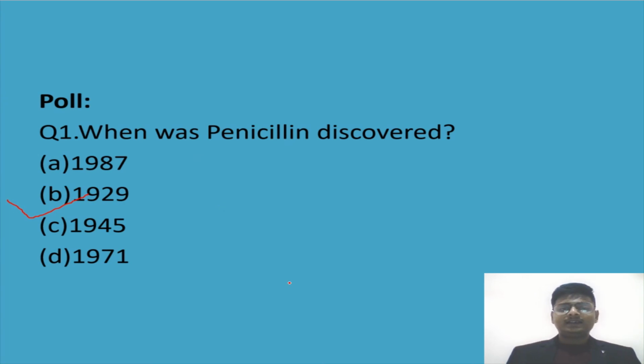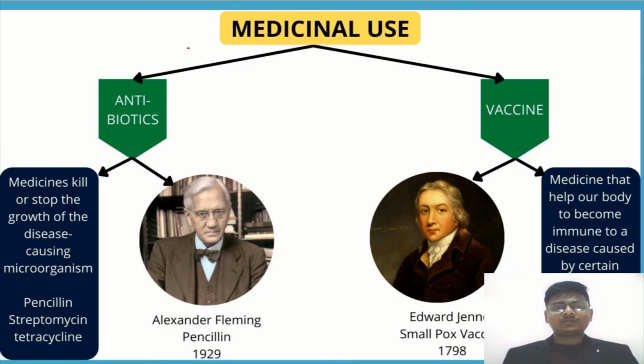Now see, let me show you something. Overall, the antibiotic was discovered by Alexander Fleming, penicillin, in 1929. The vaccine was discovered by Edward Jenner, the smallpox vaccine, in 1798. Antibiotics are medicines that kill or stop the growth of disease-causing microorganisms, and a vaccine is a medicine that helps our body become immune to a disease caused by certain bacteria or viruses.